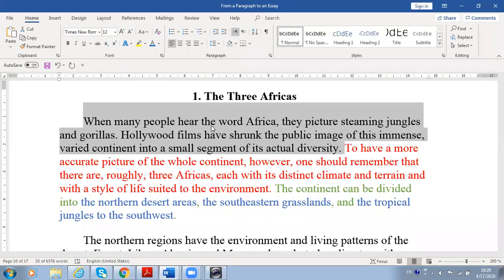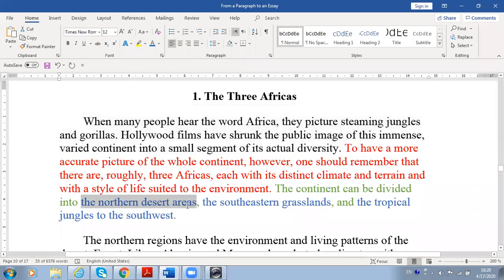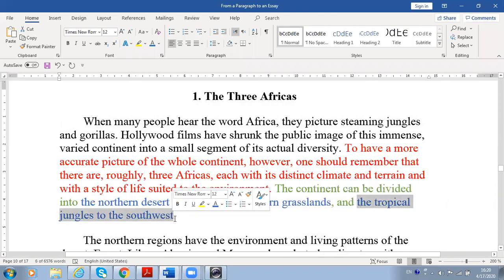But the writer is just telling us that this is just a part of Africa. It is not all parts of Africa. Because in the northern part, as you can see, it is northern desert areas. So it's all desert in the north. Southeastern, it is only grasslands. And the tropical one is the one that you have seen usually in the movies, especially Hollywood movies. They're focusing on the southwest part.